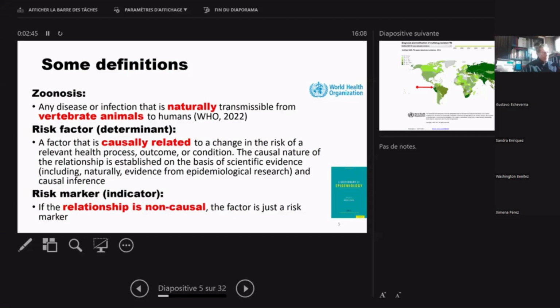Is very less, poorer than the risk factor of cause.